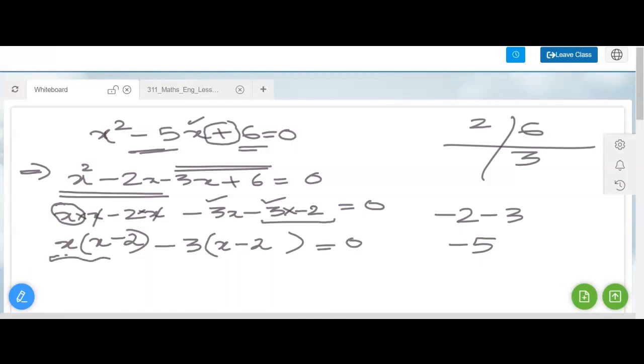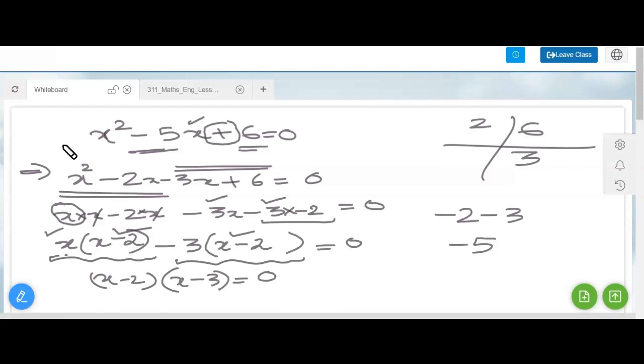Again we will take this term as the first term and this term as the second term, separated by subtraction. In that case, x minus 2 is again common. So take x minus 2 common from this, and then what will be remaining here? This x will be remaining, and from here minus 3 will be remaining, which is equal to 0.